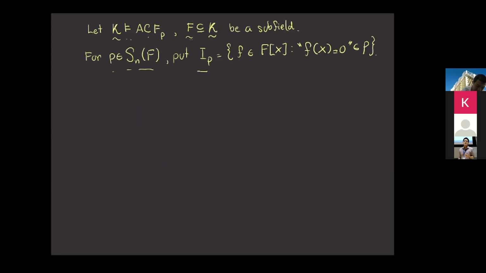You can consider something like this. You can consider I_P, which is the set of all polynomials over F such that f(x) is not equal to 0. When you consider F as a polynomial, you have it here. And when you consider each polynomial with coefficients from F, you can consider it as an L_F term, right? Which means that if this is an L_F term, this is an atomic formula in L_F.